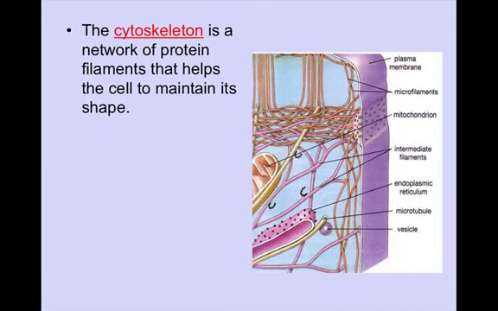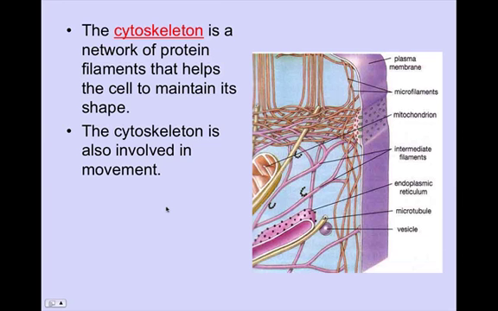So the cytoskeleton is a network of protein filaments that helps the cell to maintain its shape. The cytoskeleton is also involved in movement of the cell, which means that some of these little filaments or tubules help the cells physically move.